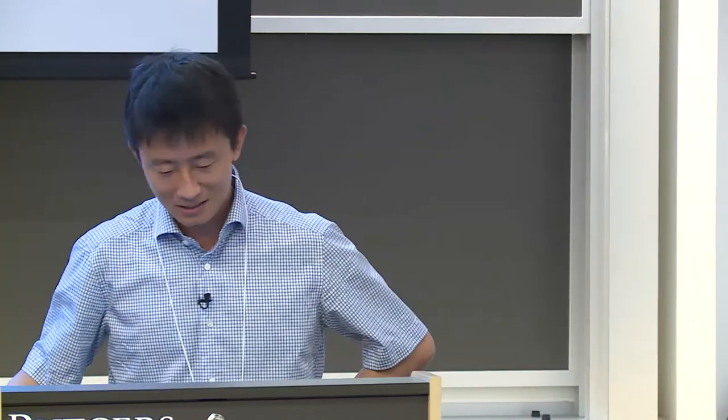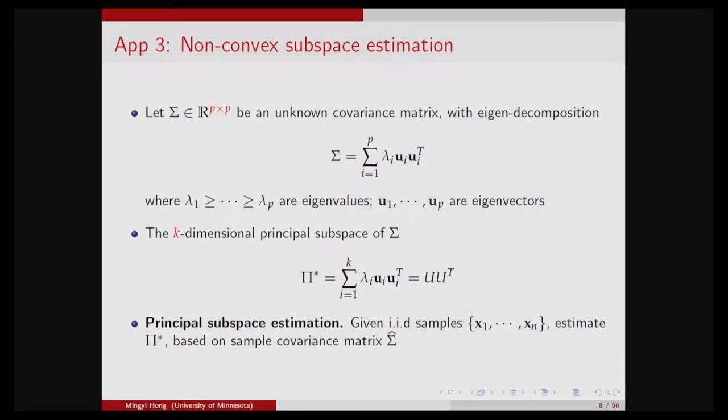Okay. So the third application, briefly, will be on learning. All right, since our workshop is on distributed optimization and learning, I thought that I should cover some applications here as well. So here is an application on non-convex subspace estimation. The task is to estimate the k-dimensional principal subspace of a matrix. Here, sigma is an unknown covariance matrix of dimension p. The k-dimensional principal subspace is basically the subspace corresponding to the first k principal components. Principal subspace estimation is to estimate it from a sample covariance matrix, sigma hat, given iid samples x1 to xn.